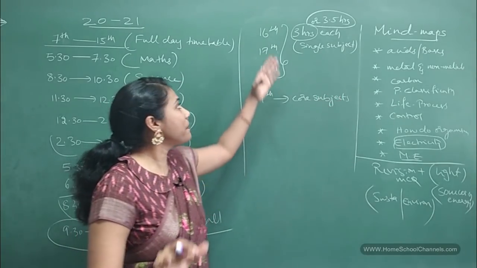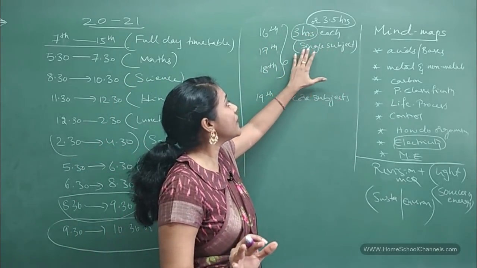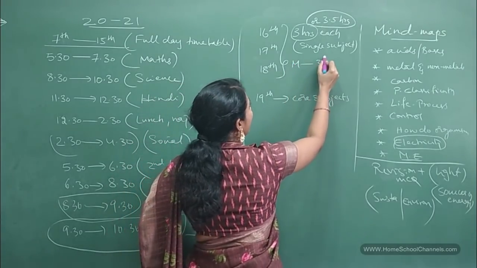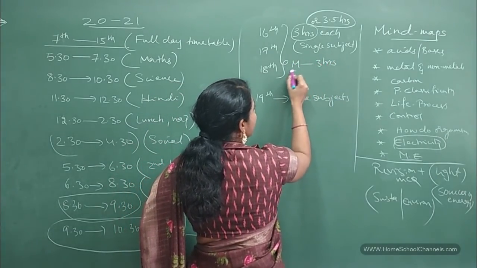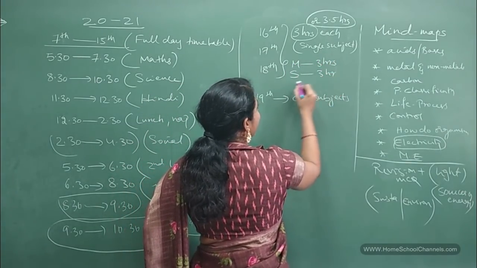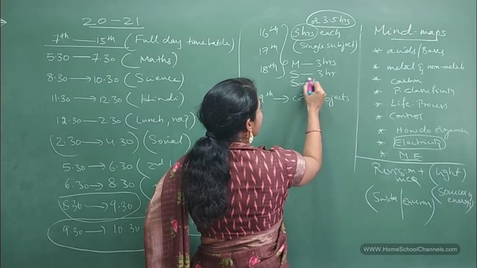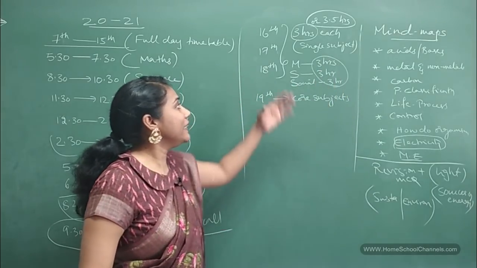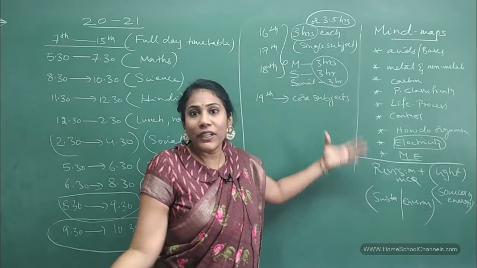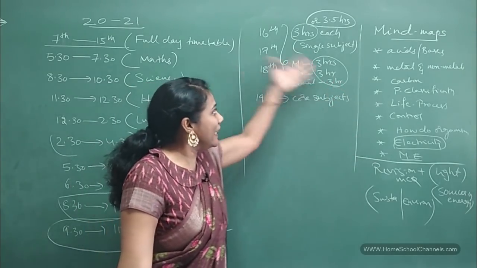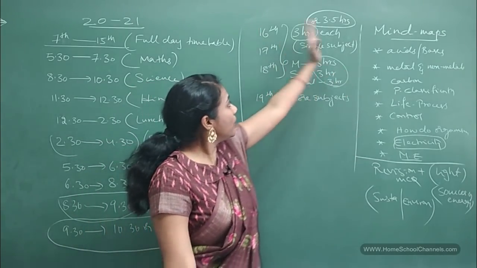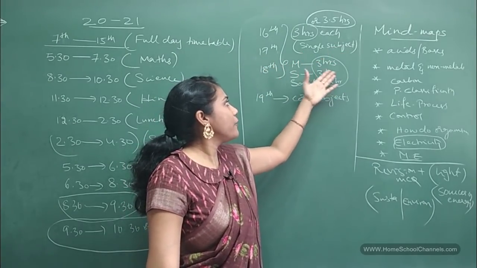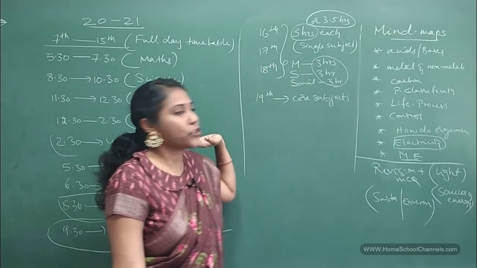At least you have to spend 3 hours or 3.5 hours for each subject. So for maths 3 hours you have to spend, for science 3 hours, and for social 3 hours. So altogether, I'm giving you a timetable for only 9 hours in 24 hours, right? This is the minimum, I'm telling you. Maximum 1 more hour you can extend. You can allot 4 hours for maths, 4 hours for science, and 4 hours for social, right?